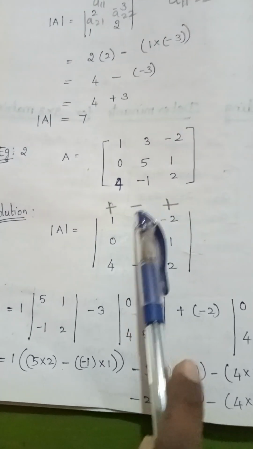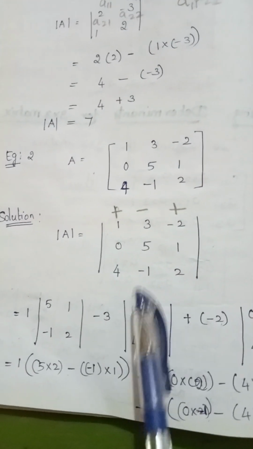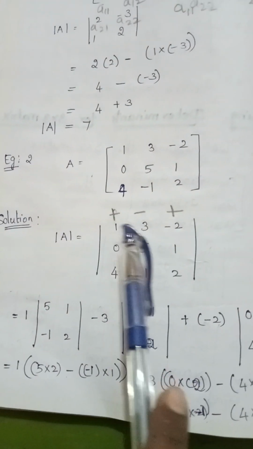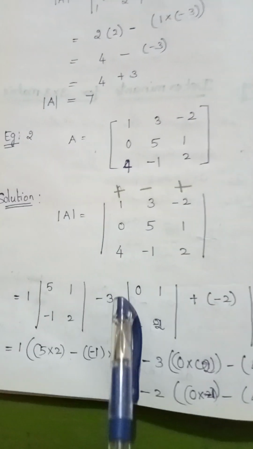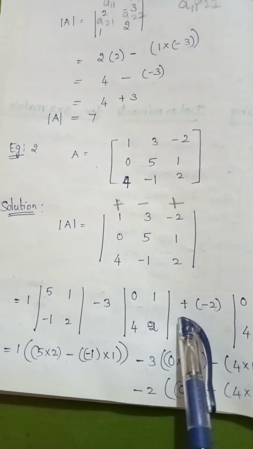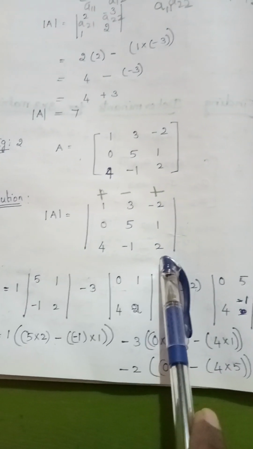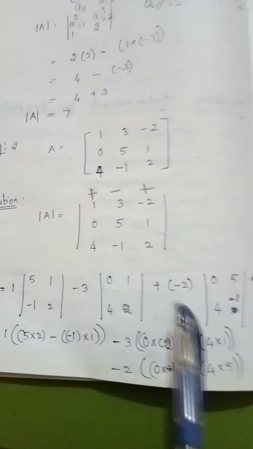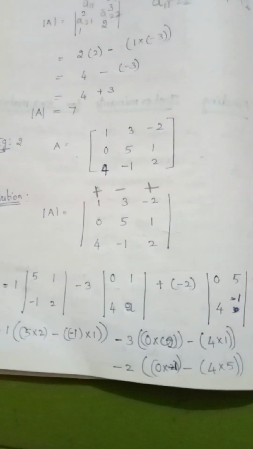Next, first you put the minus sign, next the value of A12 is 3. You skip first row and second column. Remaining values 0, 1, 4, 2. So determinant of 0, 1, 4, 2. Next you put the sign, plus. A13 value is minus 2. So you skip first row and third column. Remaining 0, 5, 4, minus 1. So determinant of 0, 5, 4, minus 1.